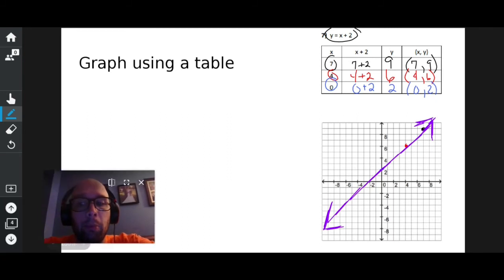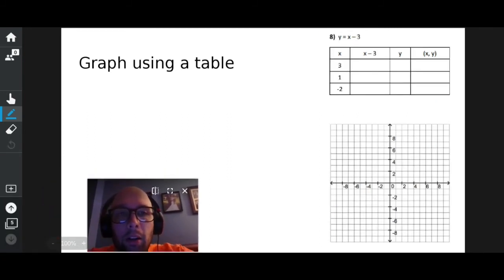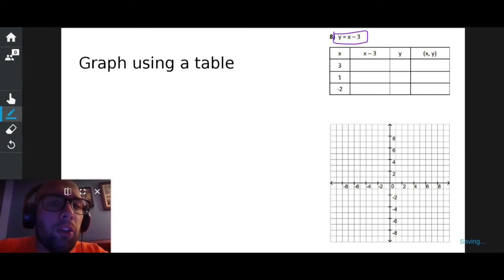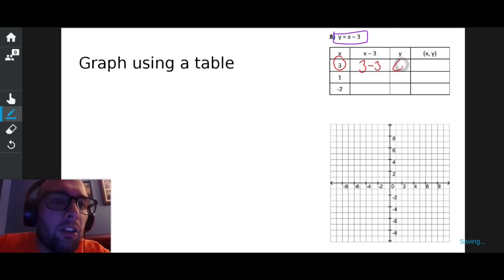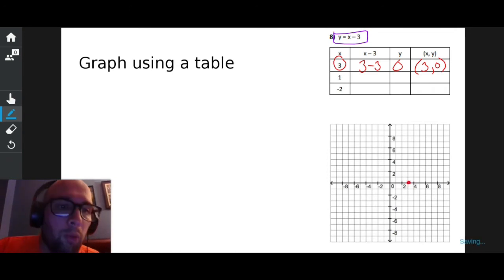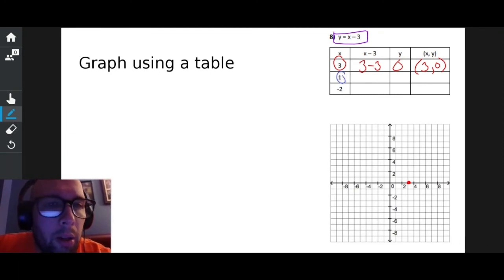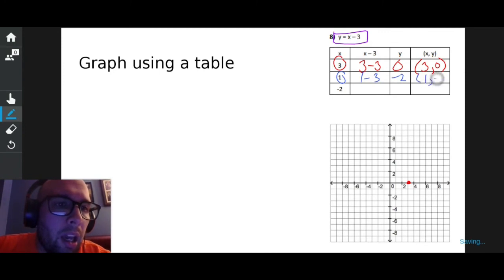I hope there's another. Let me move my face. Oh, look. Another. So let's do it again. I have the equation y equals x minus 3. I'm going to plug in 3. 3 minus 3 is 0. So when x was 3, y turned into 0. 3, 0 means I go right 3, don't move. When x is 1, I write out 1 minus 3. 1 minus 3 is negative 2. So when x was 1, I got negative 2, which to graph that, I go right once and I go down 2, which is hard to see, but there it is.